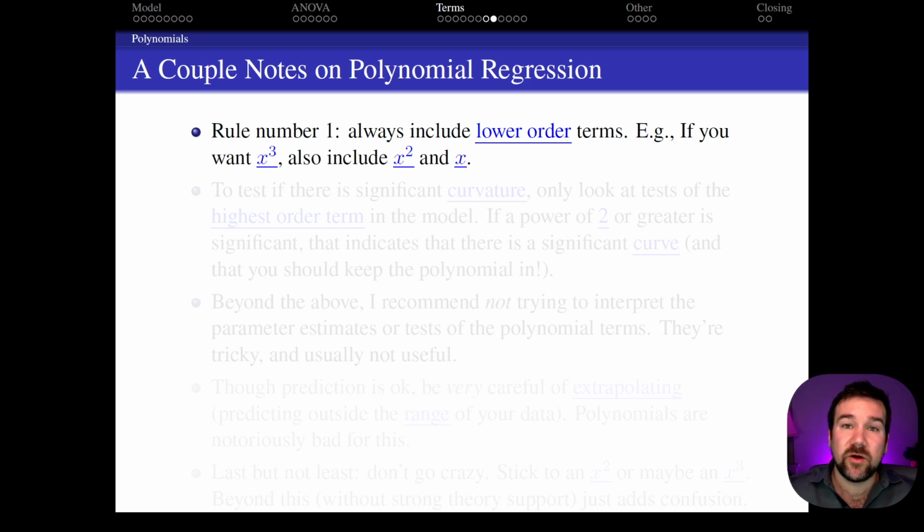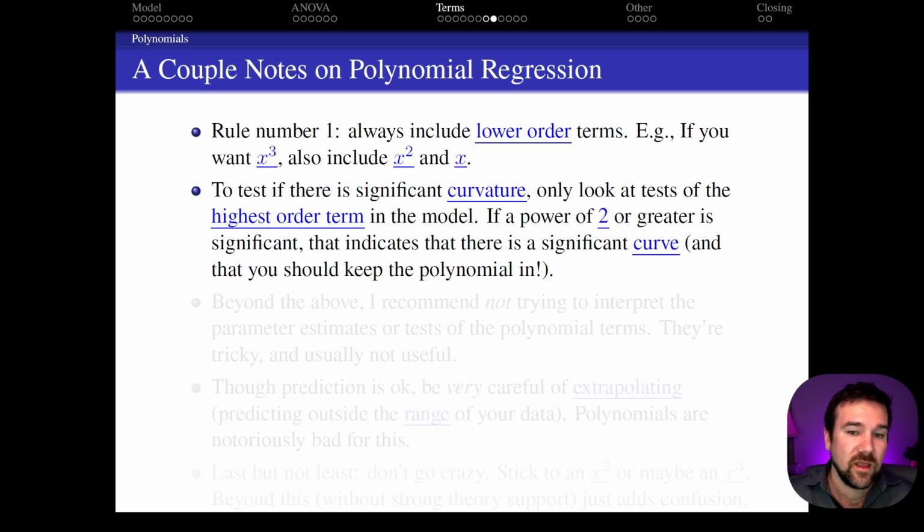All right, a couple of notes when you do this, and actually it really is pretty simple. You just drop in the term. But rule number 1 is you always have to include lower order terms. And what I mean by that is you have to include the lower powers if you include a particular power. So for instance, if you wanted to put in x to the third, you would also have to include the lower powers as separate terms. So I'd have to have an x squared term, and I'd have to have a regular x term.